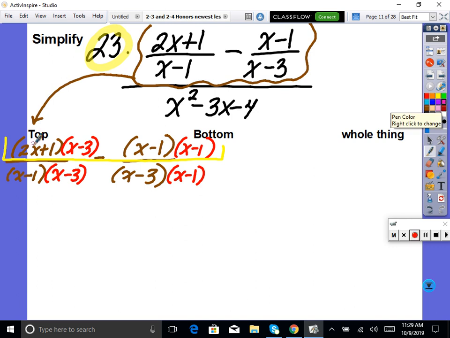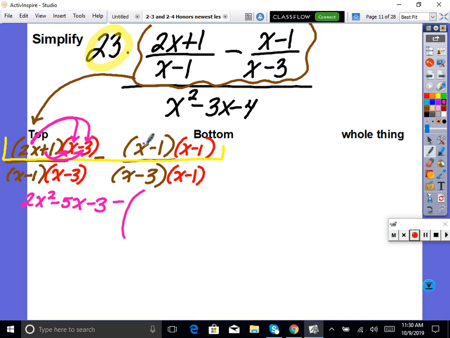So now let's focus. We have 2x squared. We have a minus 6x plus 1x. That's minus 5x. And we have minus 3. Now it's a subtraction problem, so very important to put parentheses. x squared minus x minus x. That's minus 2x. Then we have a plus 1.